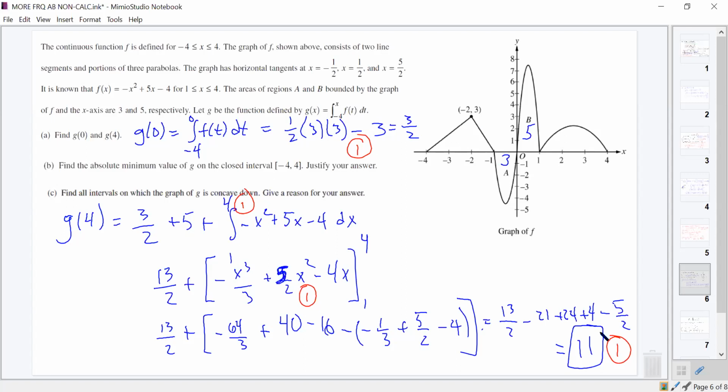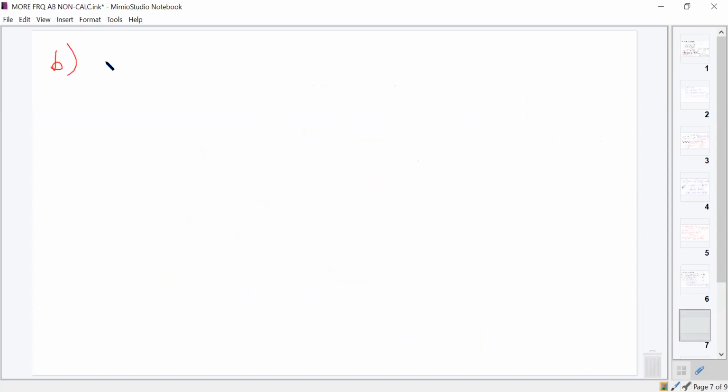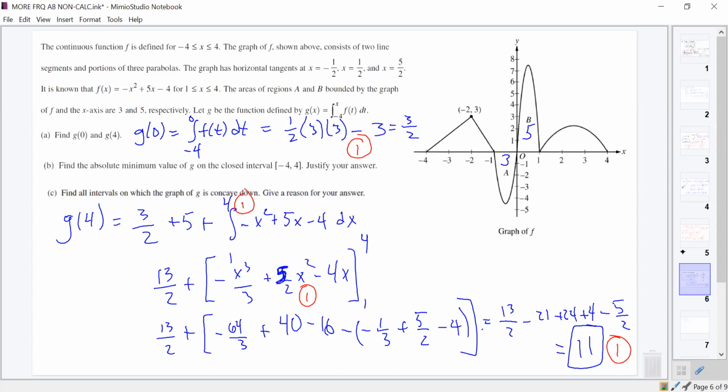Oh, good. All right, part B, find the absolute minimum of g on the interval -4 to 4. So first off, to find the absolute minimum, it could be at either of the endpoints, or it could be anywhere where the derivative, which is f, goes from, we're looking for a minimum, the derivative needs to go from negative to positive. So here my derivative goes from positive to negative. So that's a local max, so we're not going to worry about that. The local min occurs at 0, right? That's our local min.